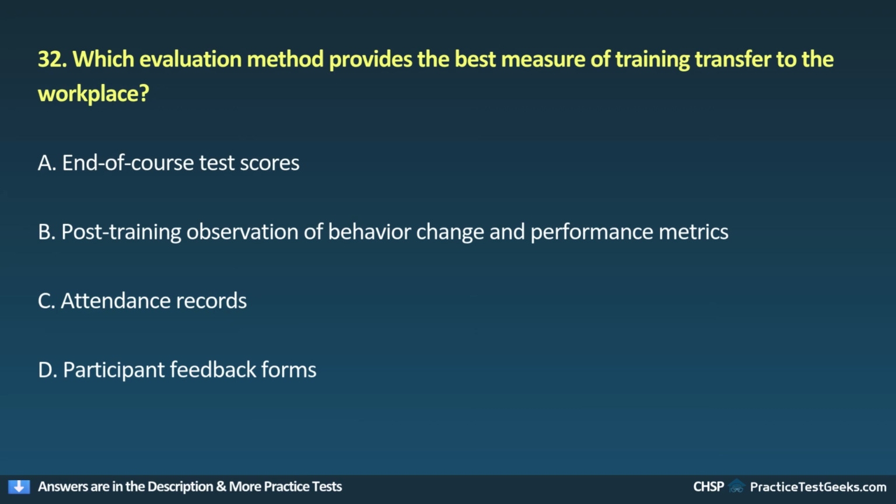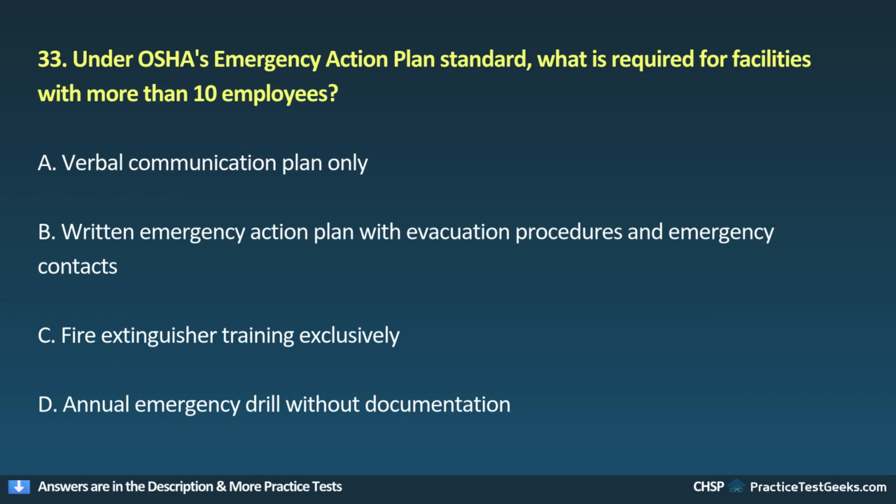32. Which evaluation method provides the best measure of training transfer to the workplace? A. End-of-course test scores. B. Post-training observation of behavior change and performance metrics. C. Attendance records. D. Participant feedback forms.